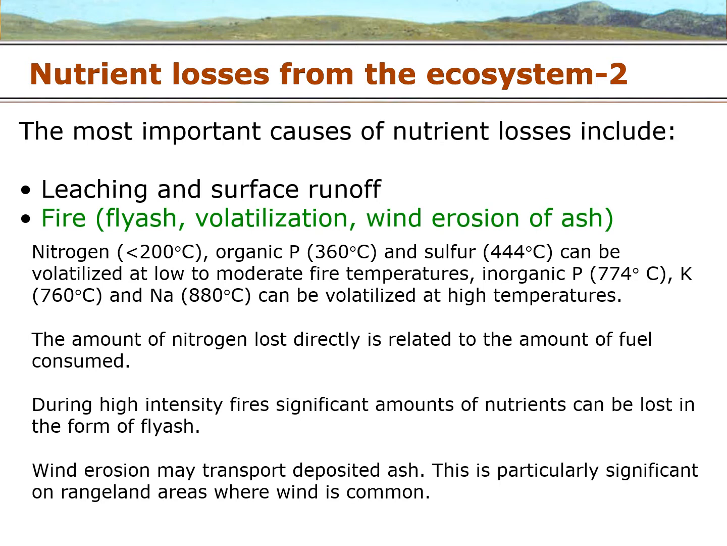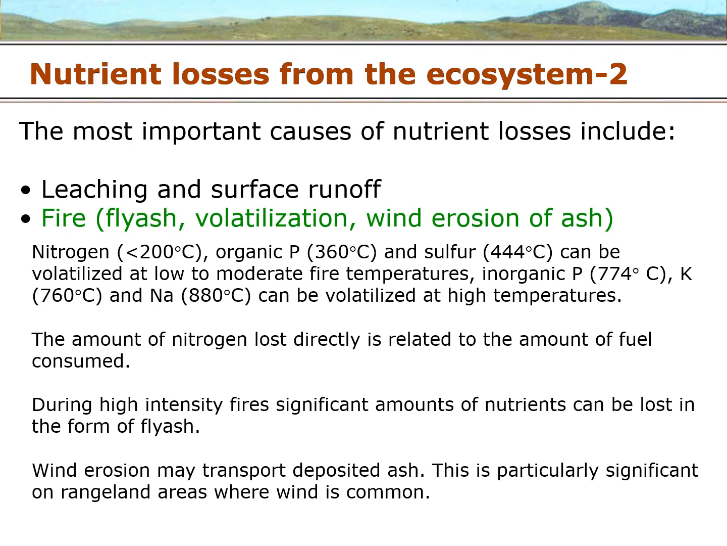Another important cause of nutrient loss is fire through fly ash, volatilization, and wind erosion of ash. Nitrogen, organic phosphorus, and sulfur can be volatilized at low to moderate fire temperatures, such as in smoldering combustion. Inorganic phosphorus, potassium, and sodium can be volatilized at higher temperatures. So the amount of nitrogen loss is directly related to the amount of fuel that is consumed.